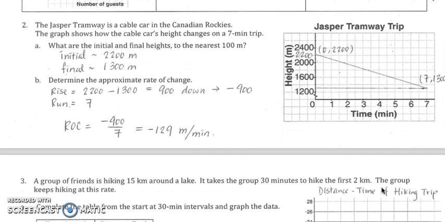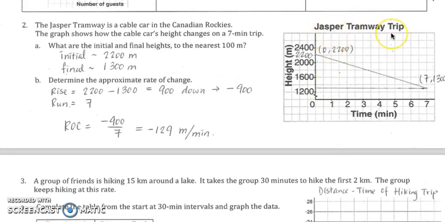Number 2. The Jasper Tramway is a cable car in the Canadian Rockies. The graph shows how the cable car's height changes on the 7-minute trip. A. What are the initial and final heights to the nearest 100 meters? Okay, so we have to make sure we understand what the graph is showing us.